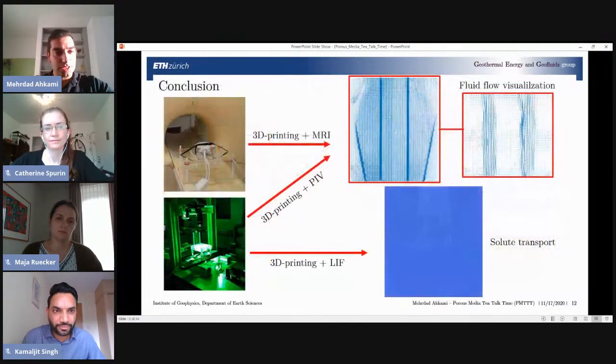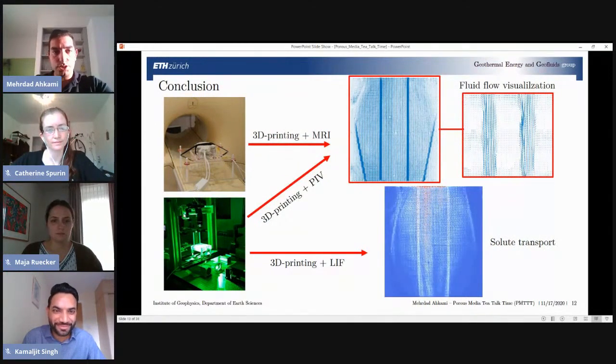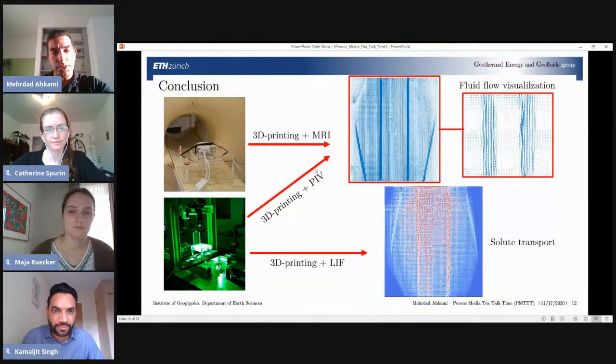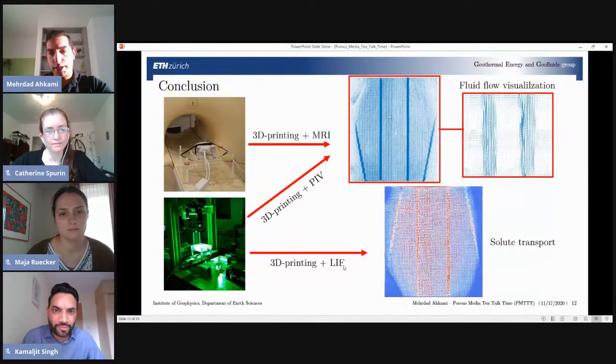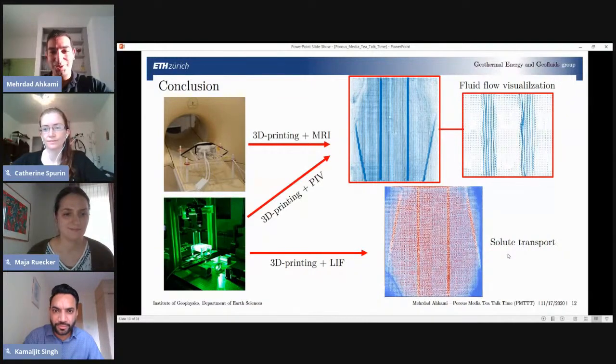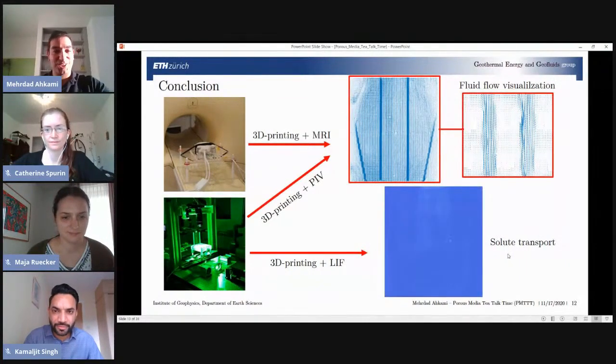And yes, I think I'm going slightly over time. So with this, I want to conclude my presentation, where we could combine 3D printing with MRI and PIV for fluid flow visualization, and 3D printing with LIF for visualization of solute transport. Thank you so much for your time and attention, and I will be glad to take questions.